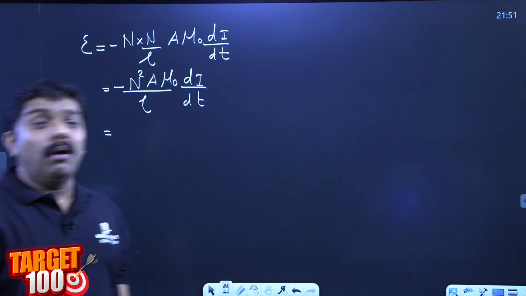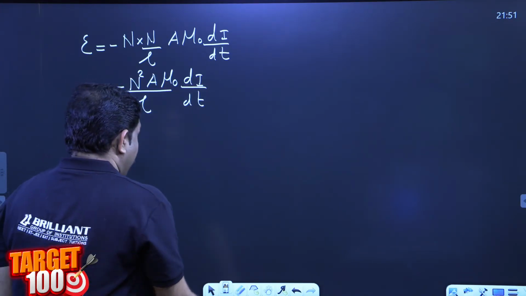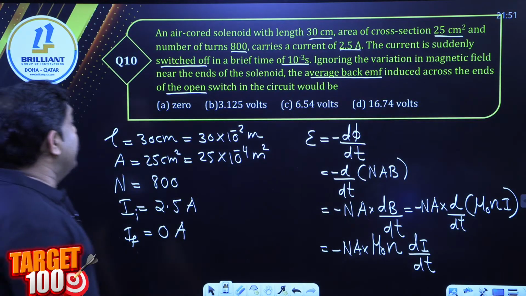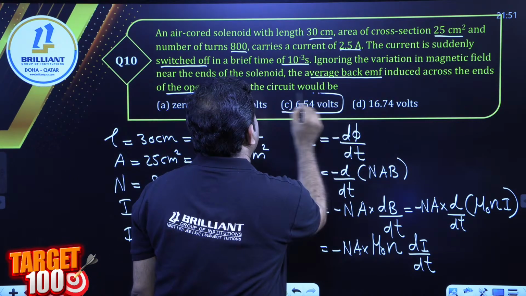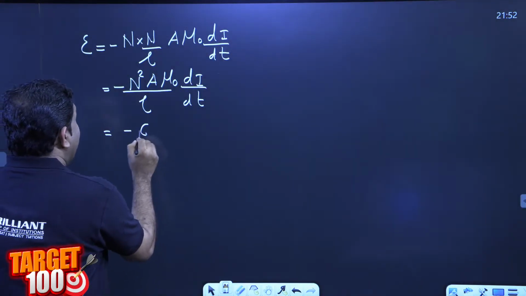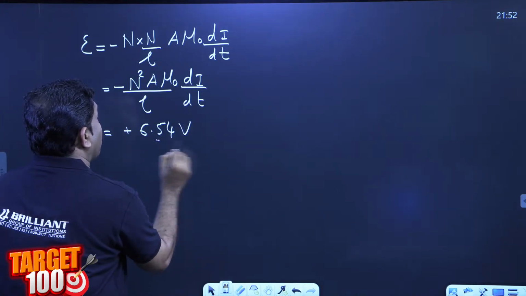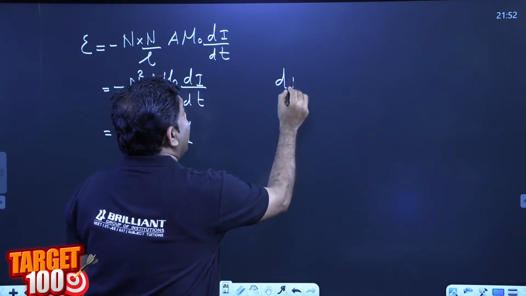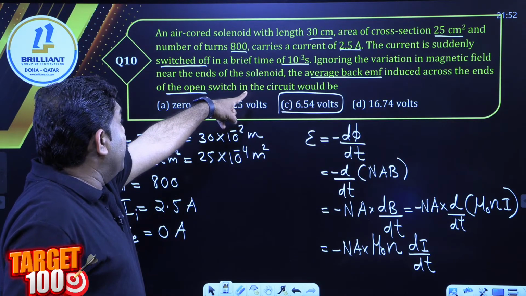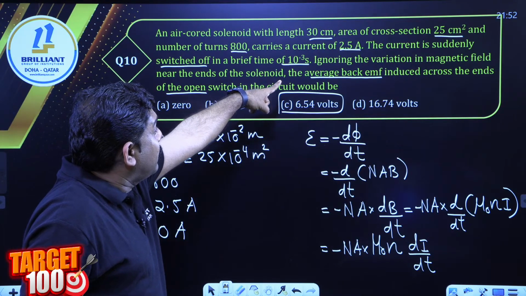So you can substitute all the values. All the values are in SI units. Substitute them and you will get the EMF. I am showing the right answer in this option: 6.54 volt is the right answer you get by substituting. Why is there no minus now? 6.54 volt only, because di is there. See in this question, it's switched off, in a brief time of 10 raised to minus 3 second.